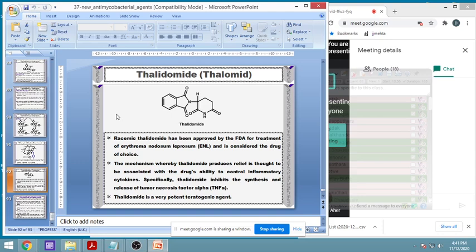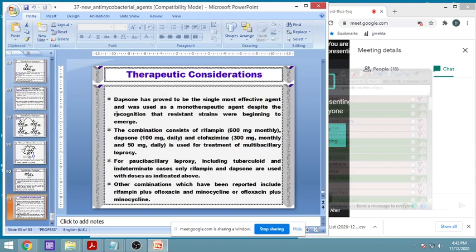Thalidomide, you must be knowing, we have discussed during immunology, and also during toxicology, if you remember. So this is thalidomide. The racemic thalidomide has been approved by the FDA for treatment of erythema nodosum leprosum, and it is considered a drug of choice. The mechanism by which thalidomide produces relief is thought to be associated with inflammatory cytokines; particularly it inhibits the synthesis and release of tumor necrosis factor alpha, TNF alpha, and it is a very potent teratogenic agent. It is known to you. So this is how these drugs are effective. Thalidomide can only be used in males or females who are not in a position to have children.